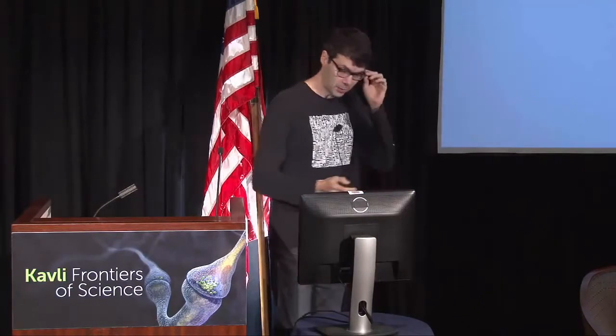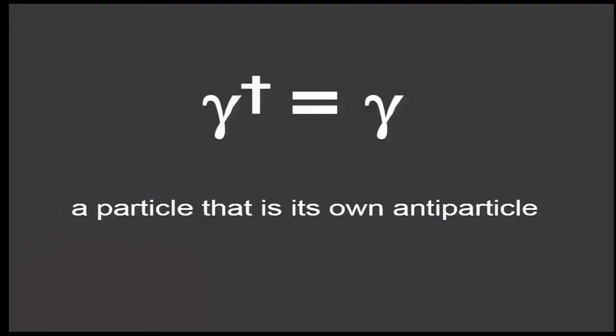Okay, so a little bit about these Majorana fermions. Because they're real numbers, they are their own antiparticles. That's a technical term, but let's just think about what it means. So creation of a Majorana is the same as an annihilation of a Majorana. So it's its own antiparticle.